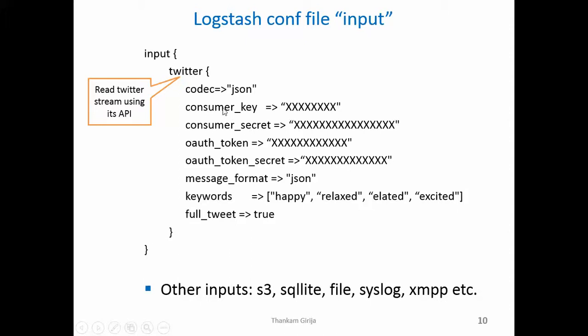So all you have to do is go to the Twitter application and create an application there, and you can download the keys and the authentication tokens. The message format is again JSON, and these are the keywords that I've been mentioning. So I'm looking for keywords like happy, relaxed, elated, excited, etc. And full tweet is true, meaning I'm asking to give me the entire tweets. If I don't do that, I will only get a subset of the tweet parameters.